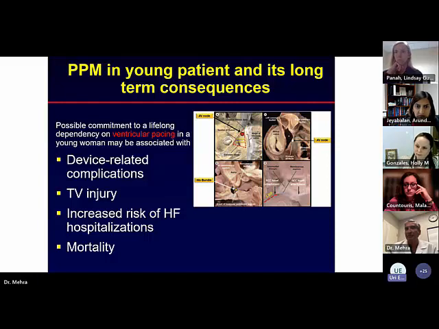And that is because of the conduction system which traverses through the membranous septum. So if you implant the valve deep, especially more than 3 millimeters in relation to the non-coronary cusp, then the risk of injury to the conduction system is high. In the long term, there are device-related complications, namely tricuspid valve injury with tricuspid regurgitation, which may need future tricuspid valve surgery. Because of persistent pacemaker need, you may have increased risk of heart failure hospitalization and even mortality in the long term.